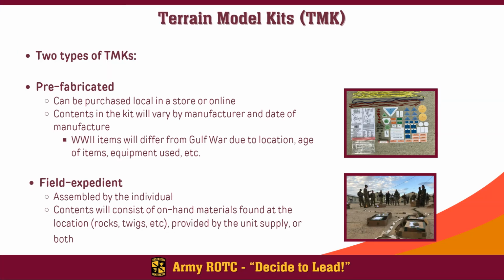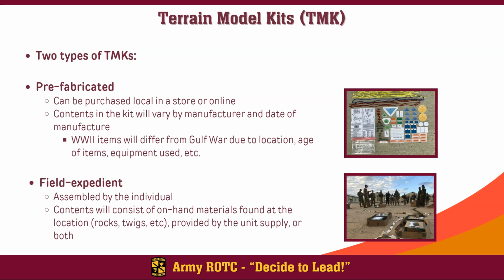All right, so let's talk about our different types of terrain model kits, or TMKs. We have both prefabbed and field expedient. And I want you to think about this as essentially the prefabbed come from Amazon, the field expedient use the Amazon box, okay? So your prefabbed can be purchased either locally in a store. You can get them on Amazon, you can get them on Etsy, you can get them in all kinds of different places. Just beware if you get them from like an army surplus store, some of the pieces and parts might be a little dated.